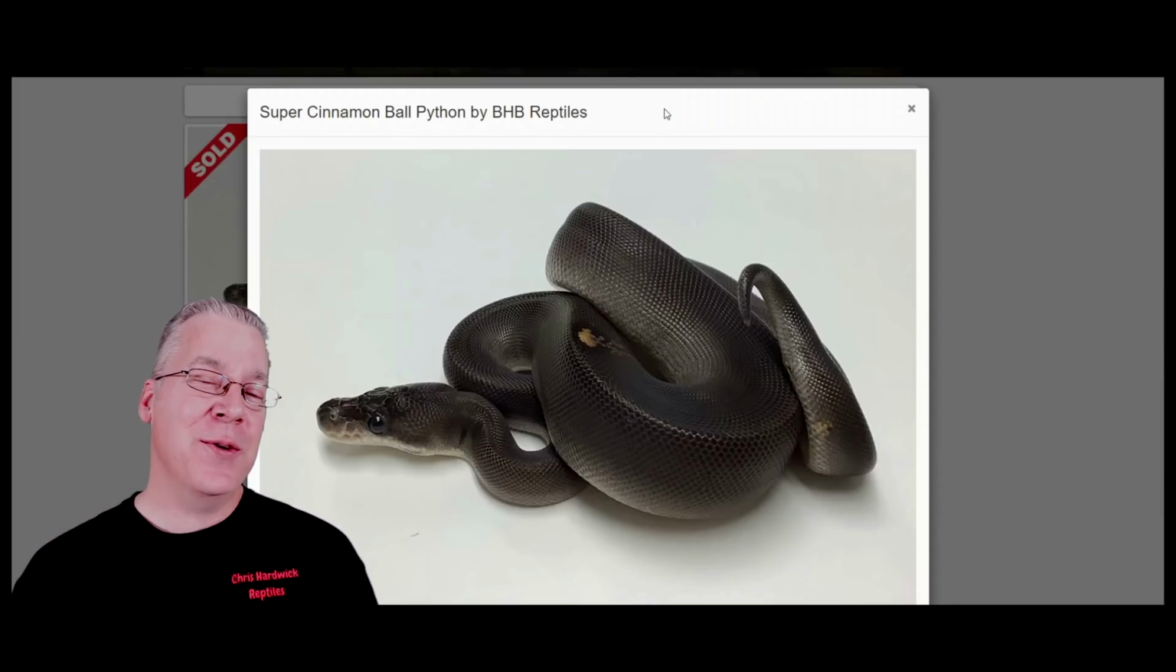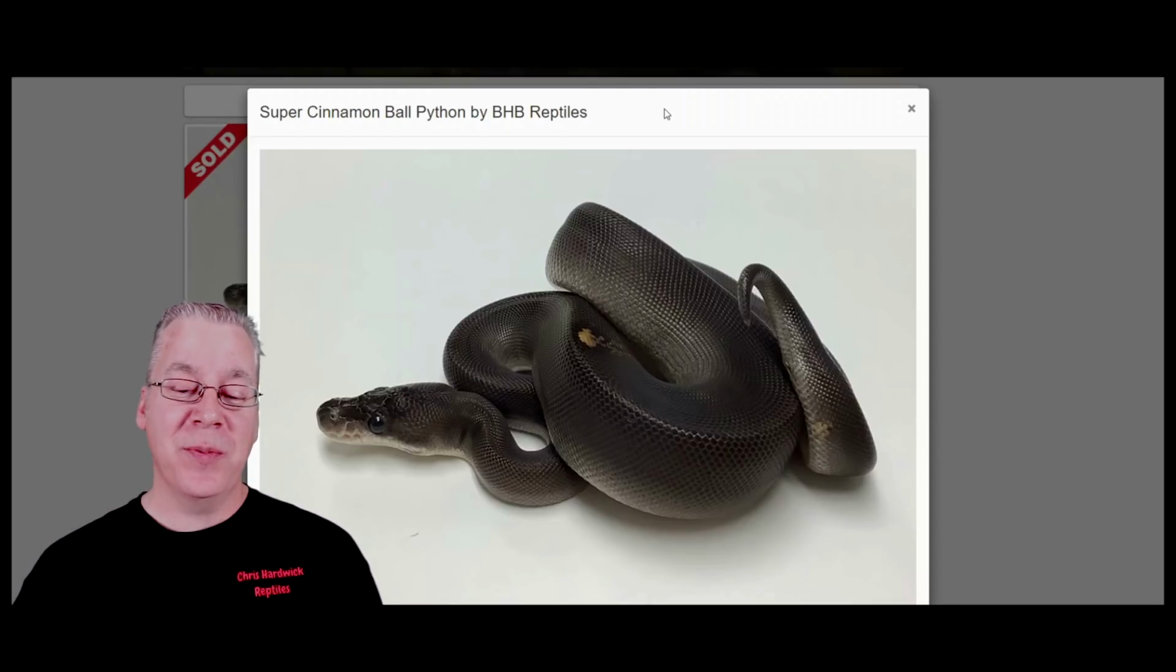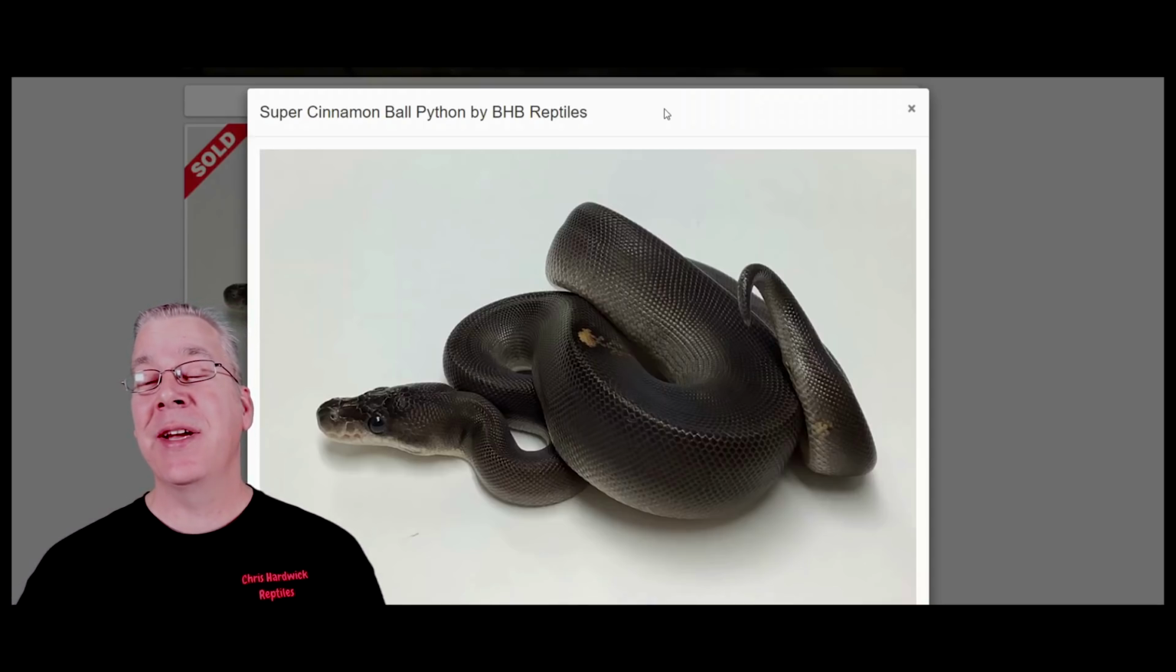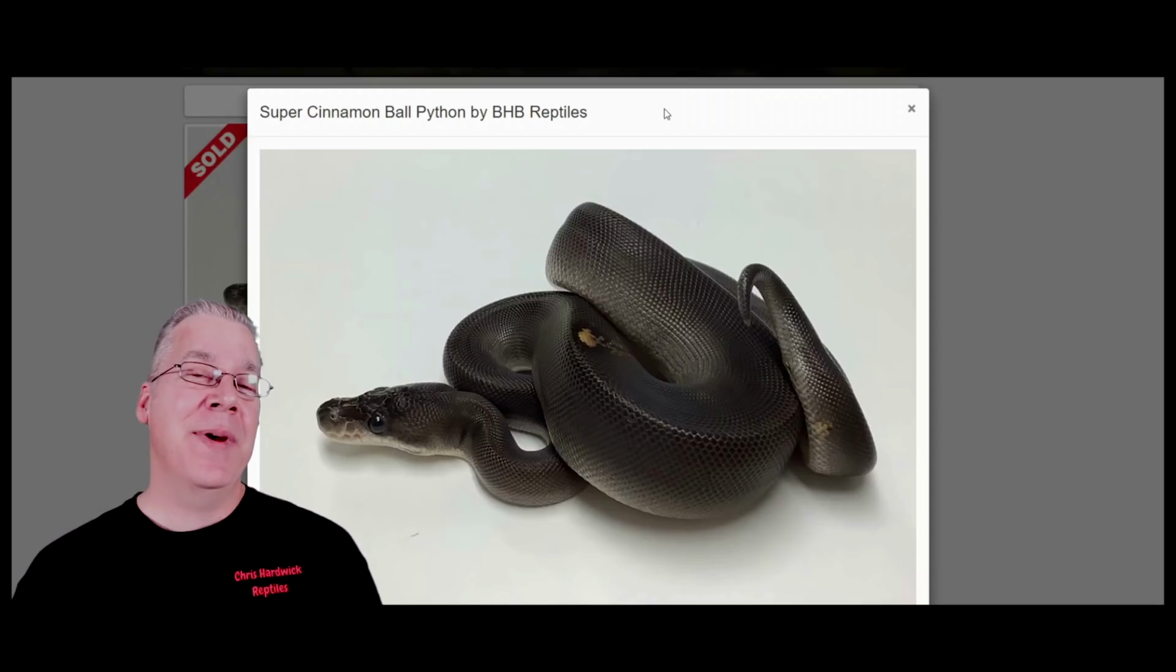And there's a few ways you can make a completely black snake. You can make one that's the super cinnamon, like this one right here. You can also make the super black pastel. A lot of times the super black pastels will be a little bit darker than the super cinnamons, but I've actually seen some super cinnamons that are super jet black. This is probably one of the darkest super cinnamons that I've seen. And then you can make the 8-ball, which is the combination of the cinnamon and the black pastel, to make a completely black and patternless snake.